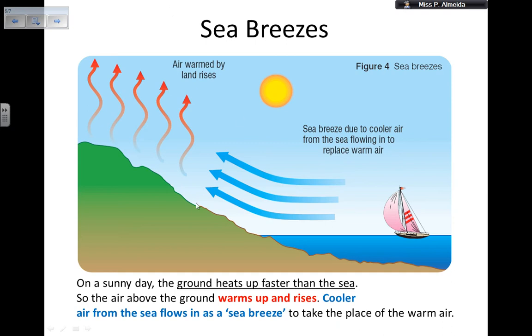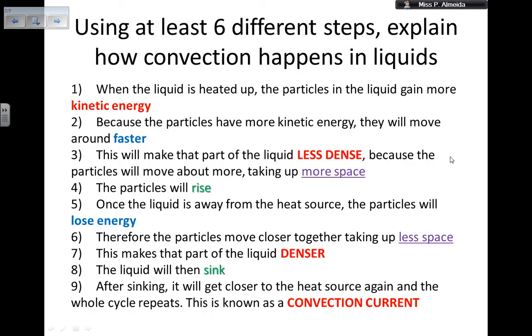This air needs to be replaced by something else. So cooler air from above the sea is going to go and replace that air that just rose, okay? And again, that air that is warm later on is going to cool down and sink and then go back and replace the hot air that moves up. And you set up again a convection current, okay? So the sea breeze is due to the cooler air from the sea flowing to replace the warm air that is on the land.